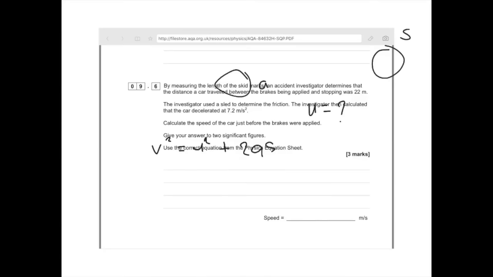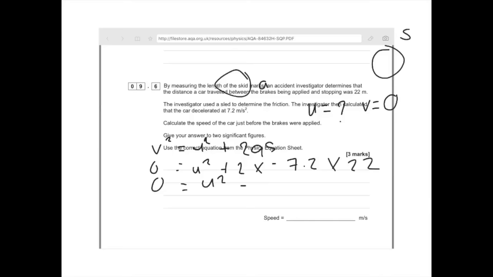And we know that it stopped, so that means the final speed was 0. So just substitute in all these values. So it's literally 0 squared, which is 0, equals u squared plus 2 times minus 7.2 times the distance, which was 22. So 0 equals u squared minus 316.8. How do we get u squared by itself? Well, add it to both sides. So 316.8 equals u squared, and then square root that answer in order to calculate your u. So u will equal 18 to 2 significant figures.